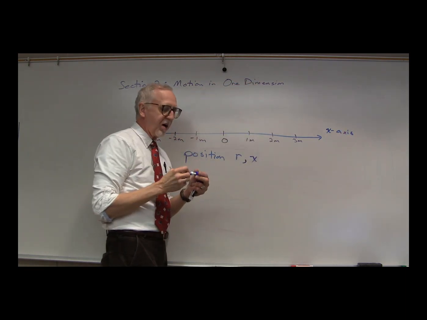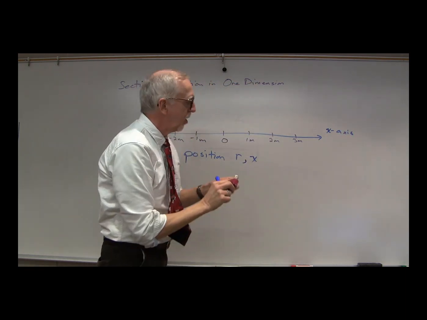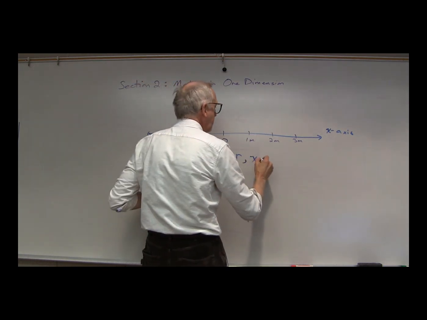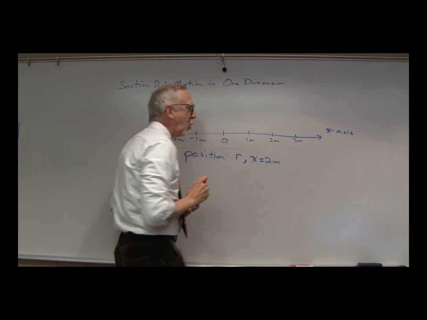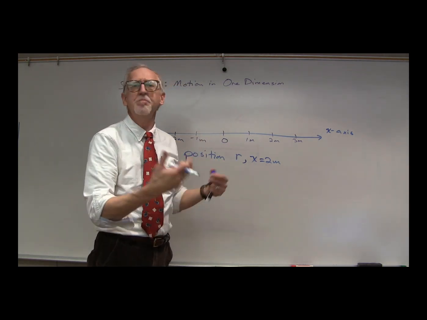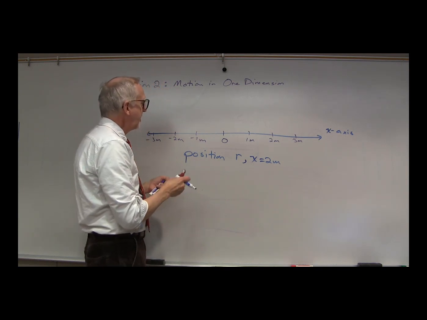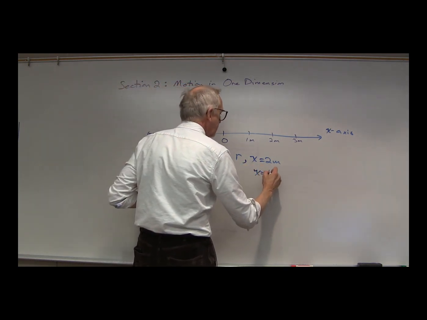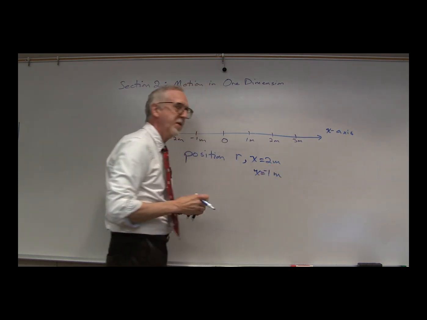And then wherever our object is, so if our object is over here, our little person is here, I'll say that x equals 2 meters. Or if I want to be more precise, I might say 2.0 meters, 2.00 meters, how many sig figs I want. And then if the person is over here, then we can say that x is equal to -1 meter.